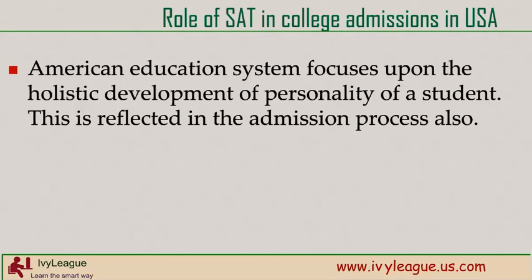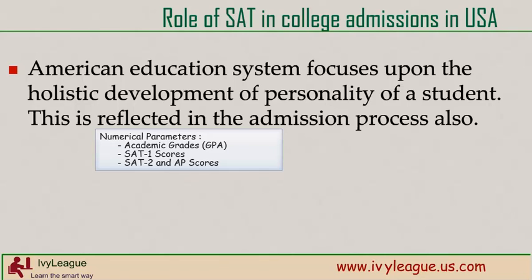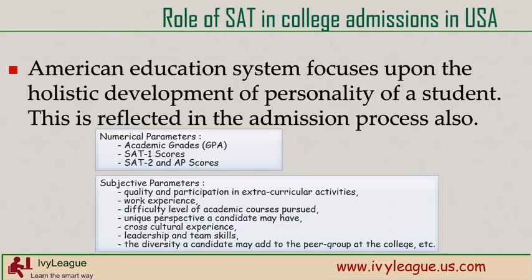This profile is a function of numerical and subjective parameters. Numerical parameters include academic grades, GPA, scores on SAT reasoning test, and in some cases, the scores on SAT 2s and advanced placements or APs may be required. Subjective parameters are more complex and include quality and participation in extracurricular activities, work experience, difficulty level of academic courses pursued, unique perspective a candidate may have, cross-cultural experience, leadership and team skills, the diversity a candidate may add to his or her peer group at the college, etc.